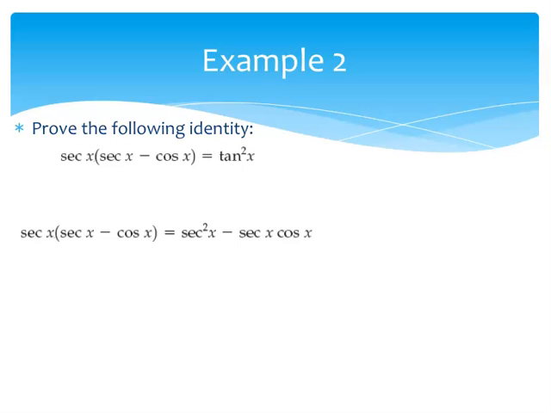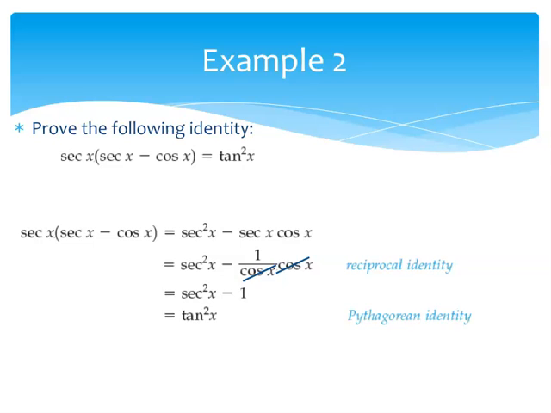Now remember, secant and cosine, those are reciprocals of each other. So if we were to replace secant with 1 over cosine here, then the cosines will end up canceling each other out. Now of course here, if you wanted to, you could change cosine to 1 over secant. You'll end up with the same thing. You'll end up with 1 because the secants will cancel out. So now we have secant squared minus 1. And what do you know? Secant squared minus 1 by a Pythagorean identity is equal to tan squared.